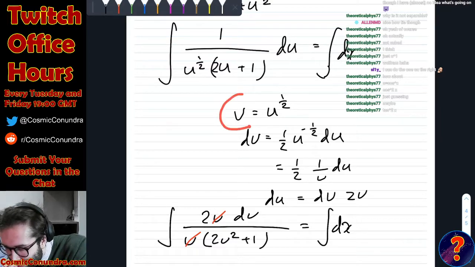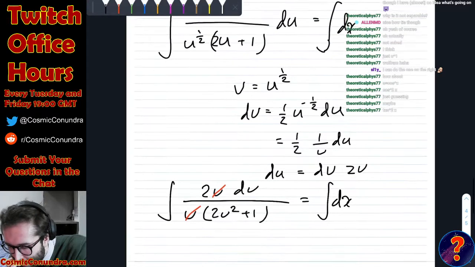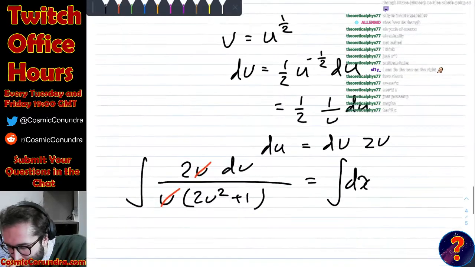We should have guessed that substitution much earlier. Yeah, that all looks okay. dv is 1/2 u to the minus half du, which is 1/2 1 over v du. So du is 2v dv. Yeah, okay, that's fine.